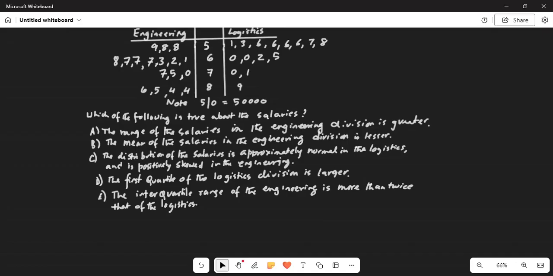63, then 67, then again 67, then again 67 and 68, then 70, then 75 and then 77. And in the 80s in the engineering side is 84 followed by 84, then 85, then 86. Now I've completed entering the data in L1 for logistic and in L2 for engineering.